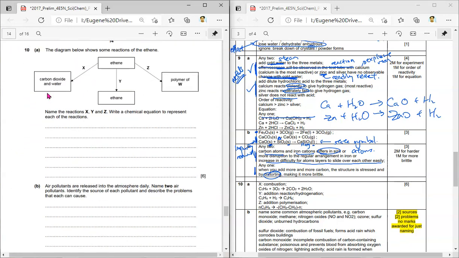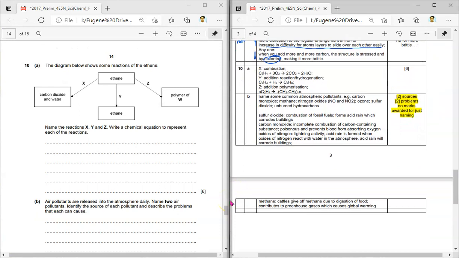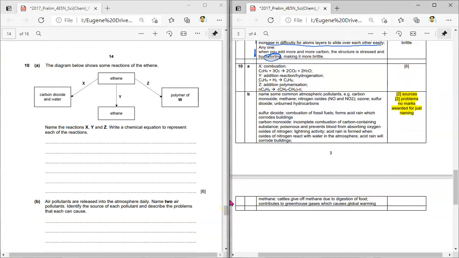Okay, last one, 10A. Question 10. The diagram shows some reactions of ethene. Ethene becomes ethane, ethene becomes a polymer, ethene forms carbon dioxide and water. So each X, Y, Z is actually one of the reactions. So what are the three reactions? X is actually combustion because the product is carbon dioxide and water. So you need to write a balanced chemical equation here.